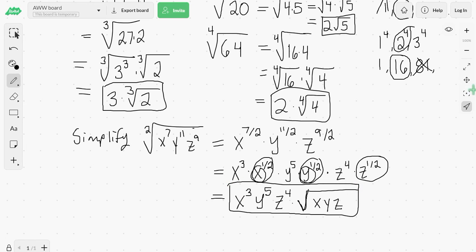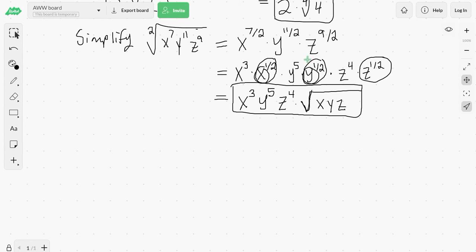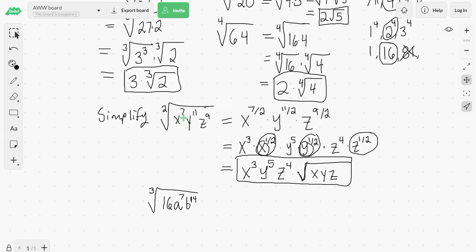One more example before we go. Let's simplify the cube root of 16a to the 7th, b to the 14th. So now we've got a radical expression that involves a number and some variables, so it's a nice way to end. We've already got our perfect cubes listed, so I'm going to scroll up a little bit to those.